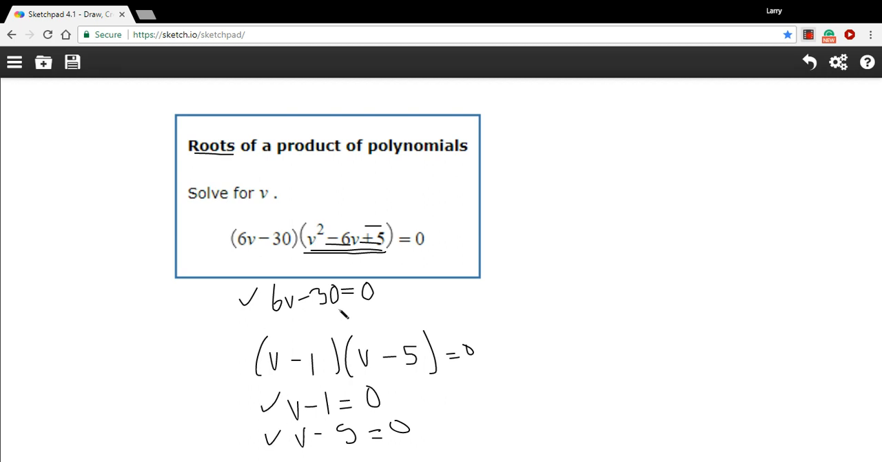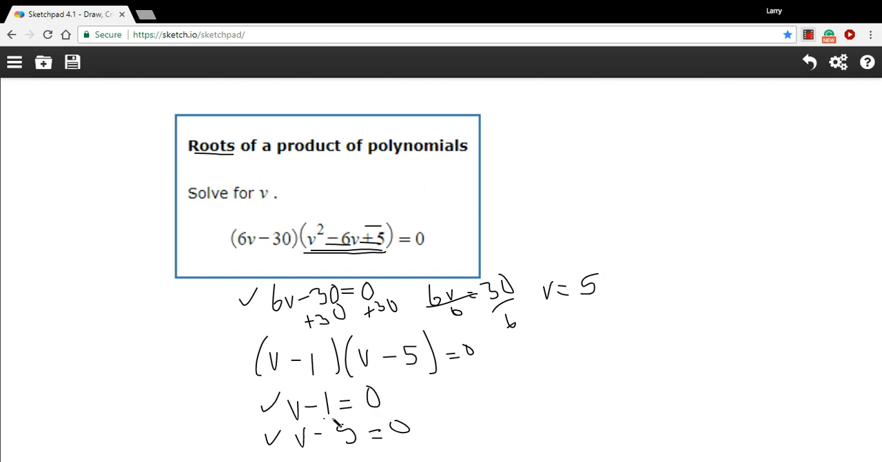Let's do this one at the top here. I would add 30 to both sides. I would get then 6v equals 30. Then I would divide both sides by 6, and I would get v equals 5. So that's one of our roots.